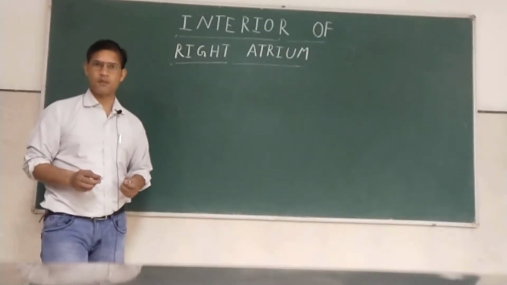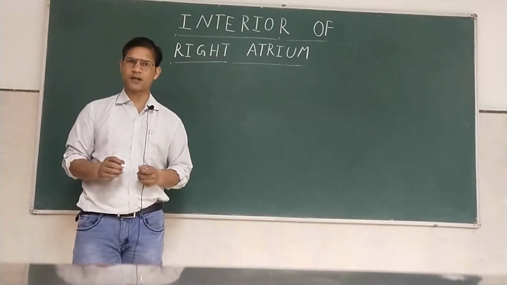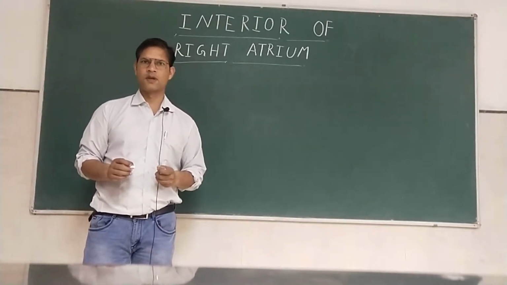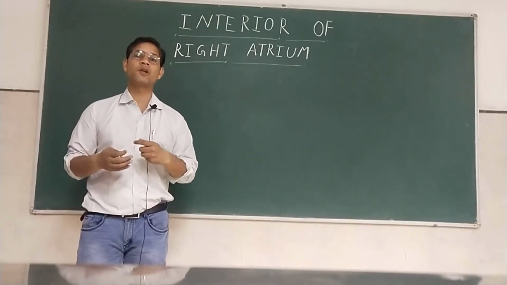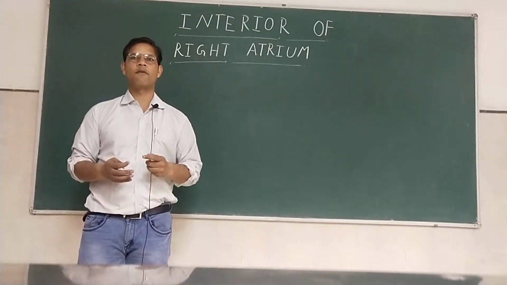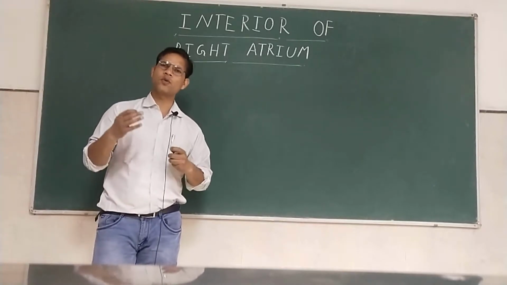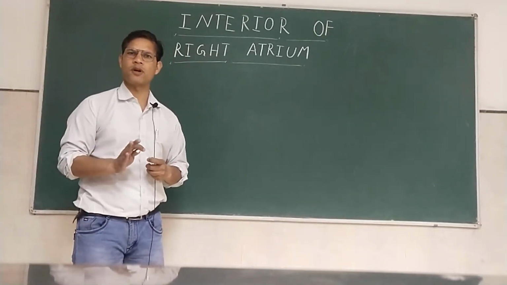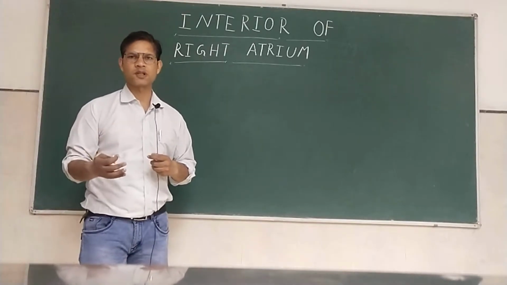Any emboli from the right side or from the venous aspect can only go into the right atrium. So this is only permissible to go into the pulmonary circulation, not beyond this one. With this concept, any venous thrombus or emboli is lastly entrapped in the pulmonary area, not more than that. It is not going into the systemic circulation.